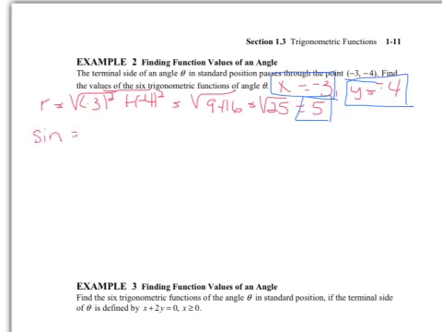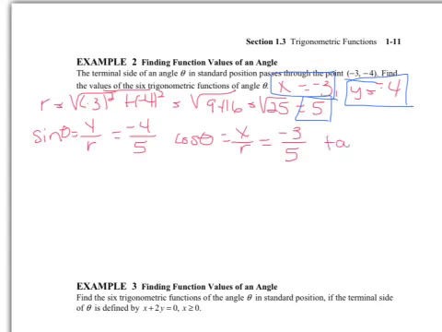We know sine of theta equals y over r. Our y value is negative 4, and our r value is 5. So sine of theta equals negative 4/5. Cosine of theta then equals x over r, where our x value is negative 3, and our r value is 5, so cosine of theta is negative 3/5.